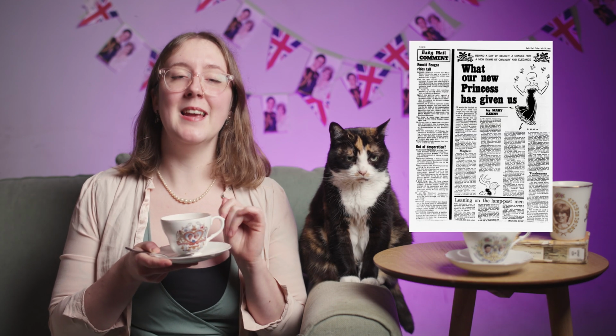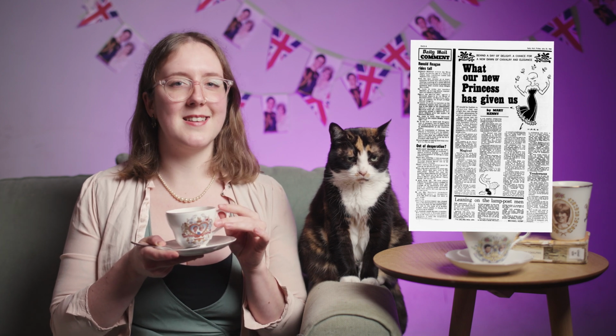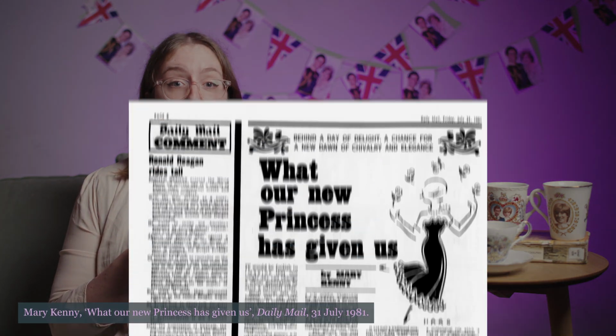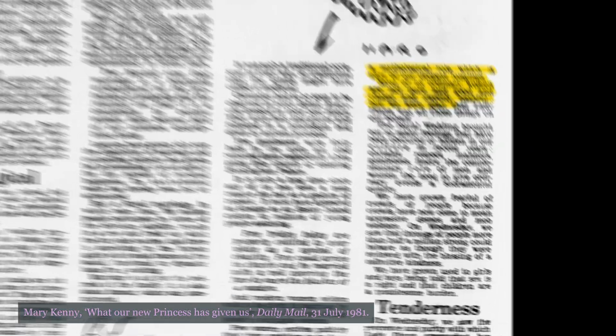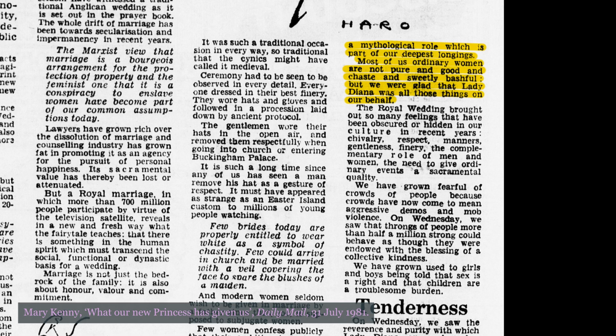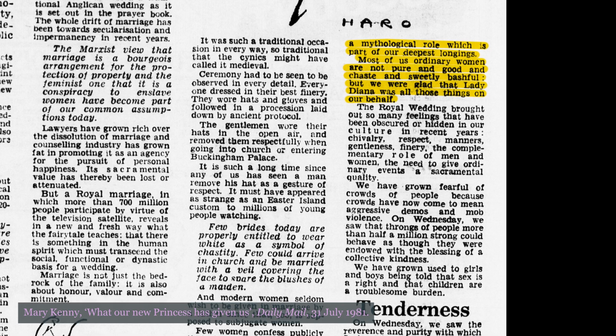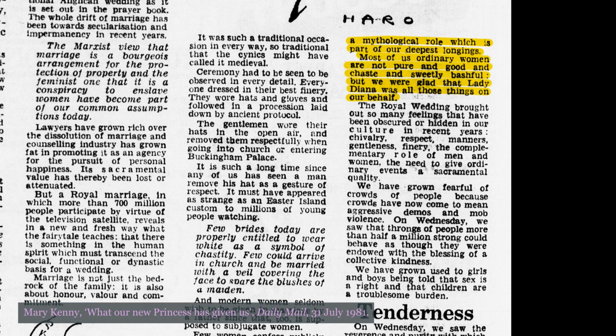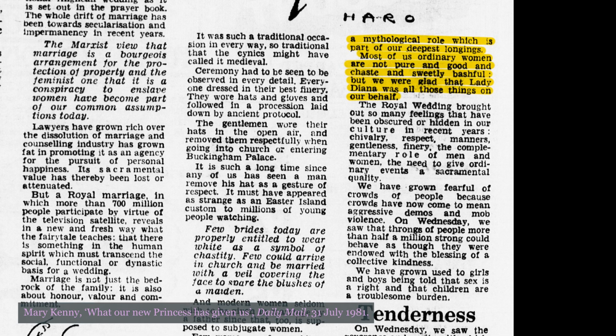This is made abundantly clear in this article by Mary Kenny, written just after the royal wedding in 1981. Kenny writes that the royal family, as a whole, act out for us a mythological role which is part of our deepest longings. Most of us ordinary women are not pure and good and chaste and sweetly bashful, but we are glad that the Lady Diana was all those things on our behalf. So right from the off, Diana is entered into a cultural mythology. She becomes what we want her to become.